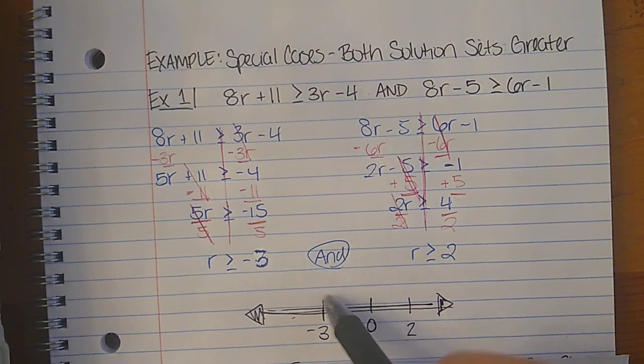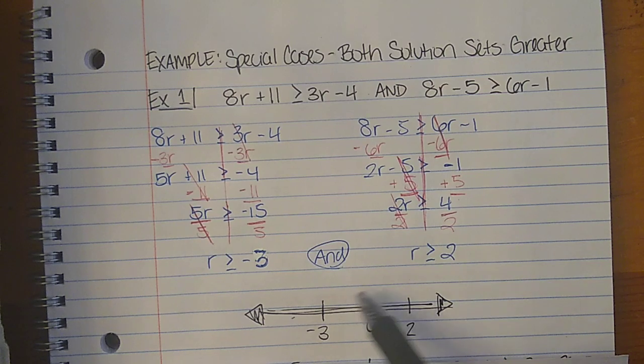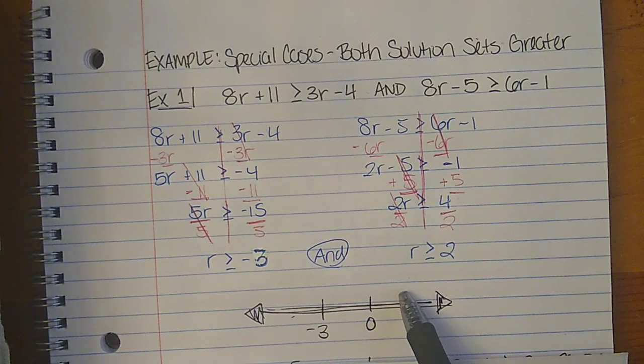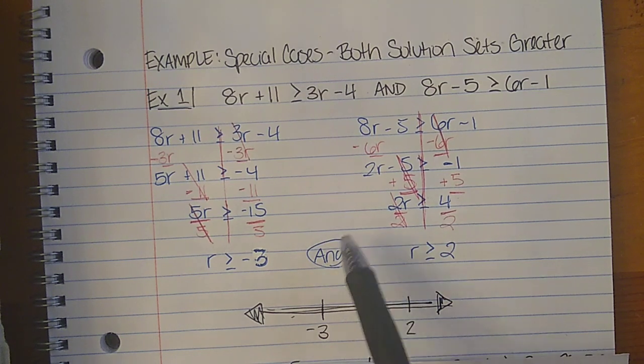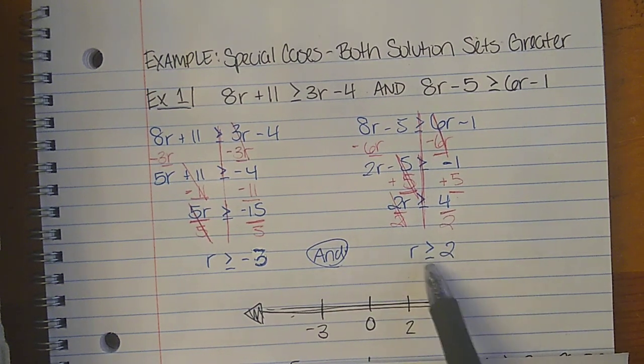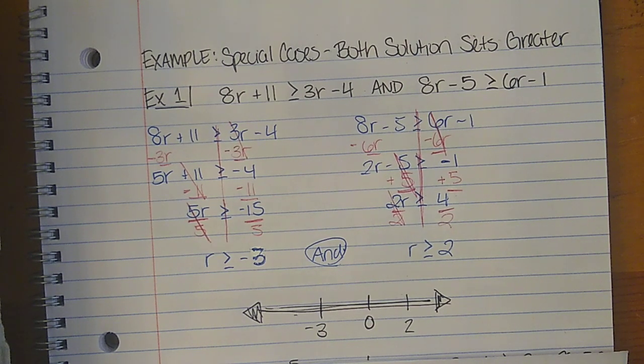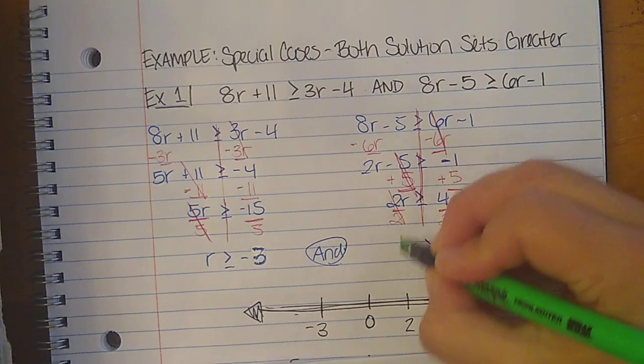If I'm just looking at numbers being greater than -3, there are a lot of numbers that are greater than -3 that are not also greater than 2. So when we're talking about satisfying both, any number greater than 2 is also going to be greater than -3. So we actually need just the more limited part of the solution.